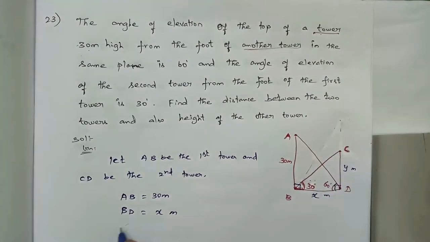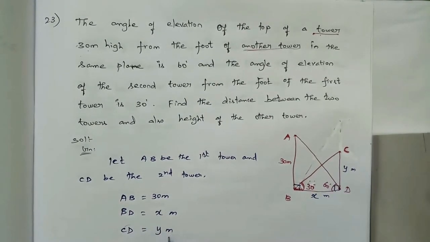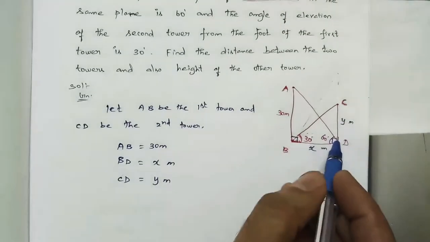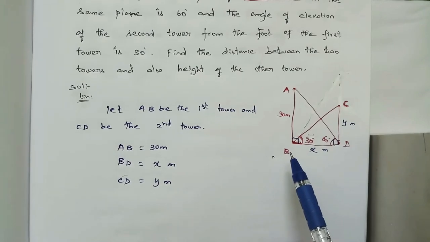And CD is nothing but what? The height of the other tower. CD is equal to Y meters. Now just compare the two right angle triangles. We want to know the adjacent side and the opposite side, right?